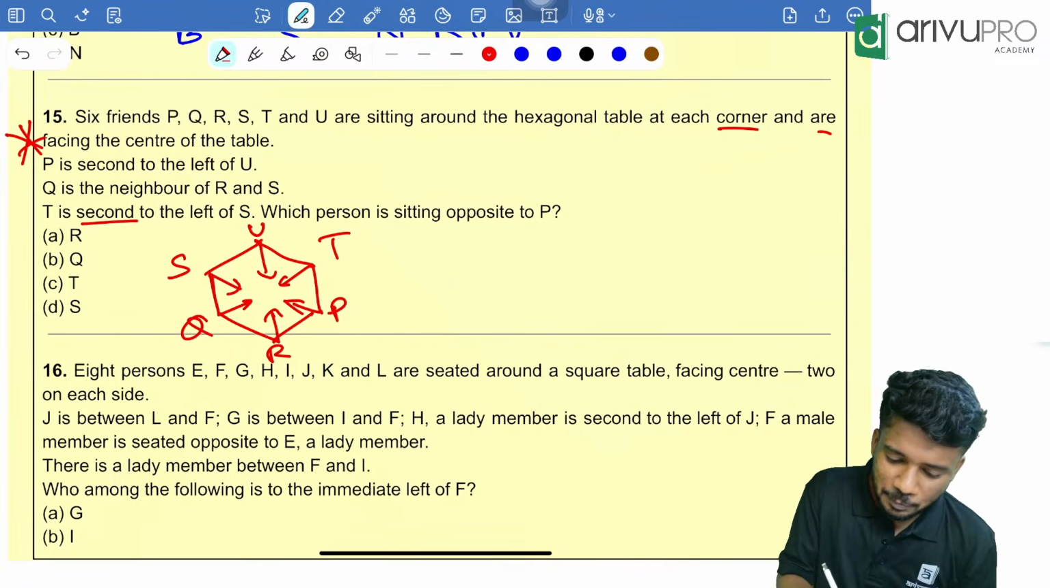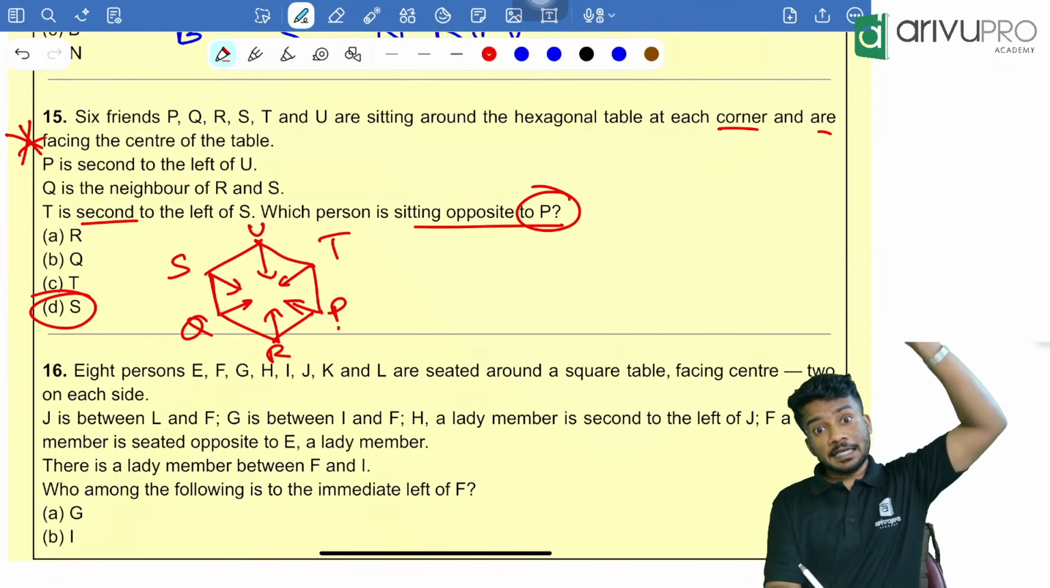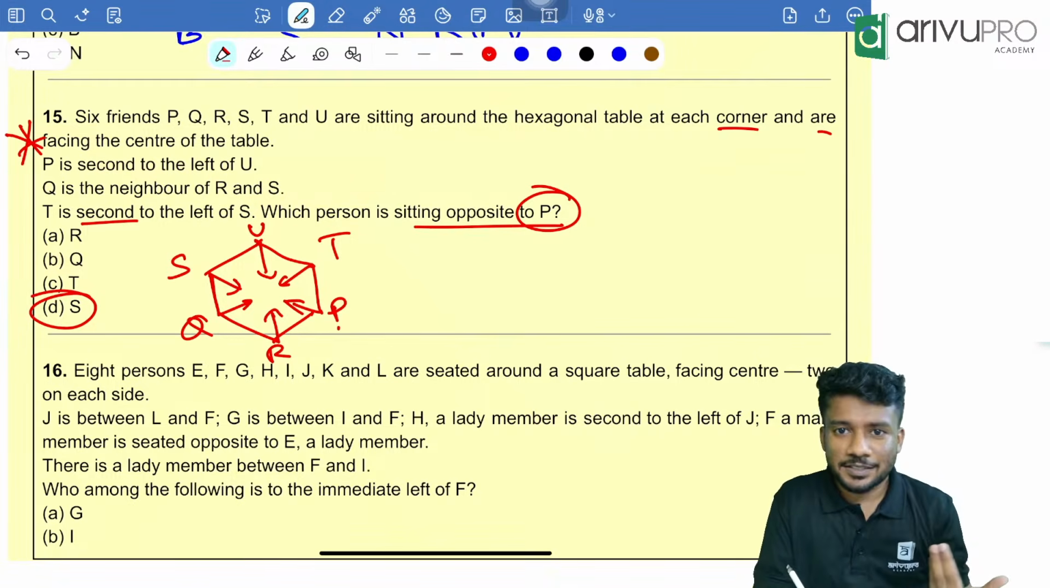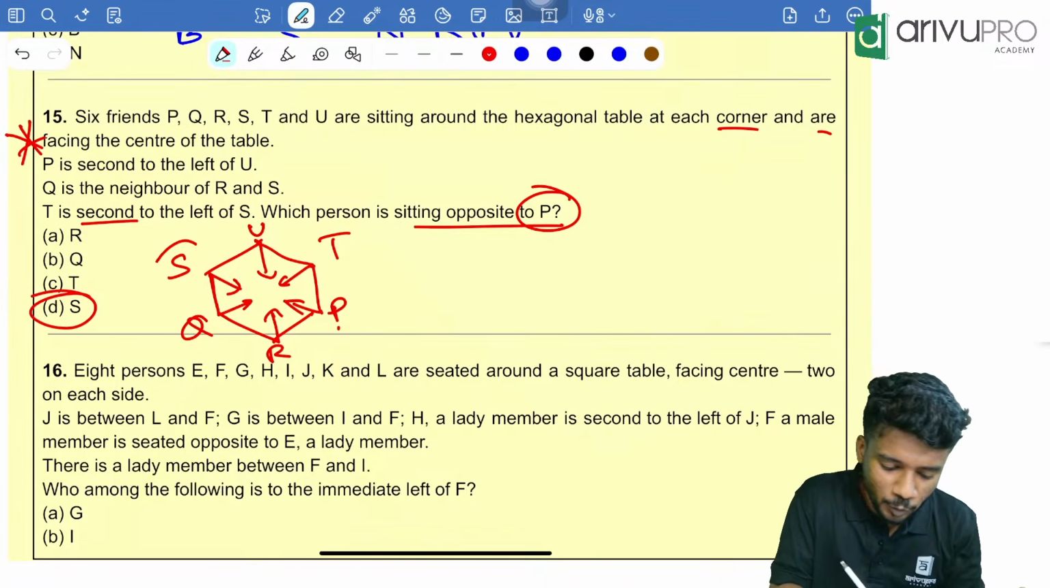Now the question is, which person is sitting opposite to P? Answer is what? Yes. In the previous time when we solved it, the question was, who is sitting opposite to S? That time the answer was P. Now the question is, who is sitting opposite to P? Answer is what? Yes.